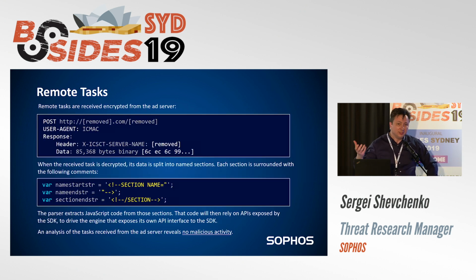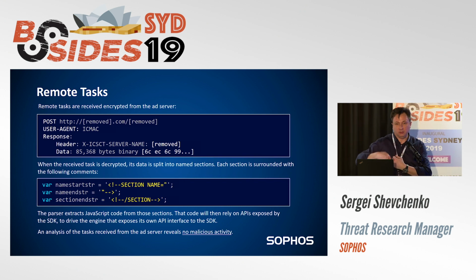Now, the remote tasks that they fetch. Here is an example of the encrypted task that comes. It comes as an 85 kilobyte binary. Again, it's encrypted. Once it's decrypted, it will have its own JavaScript wrapped into headers, so header and footer. And the code will extract that task, and that task will be JavaScript driving the engine. And now coming back, so what is the engine?